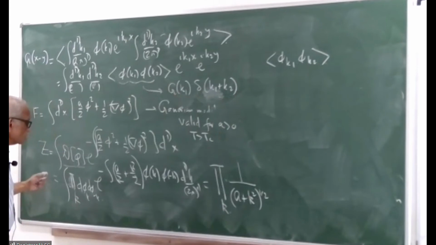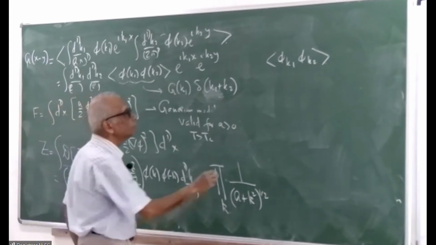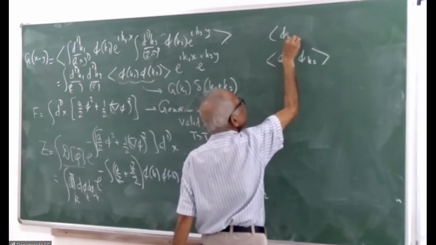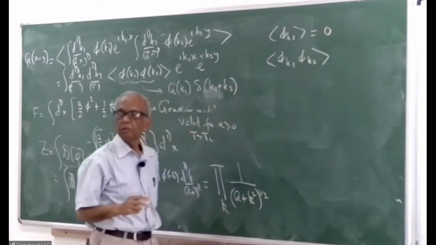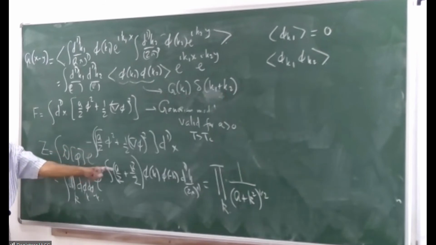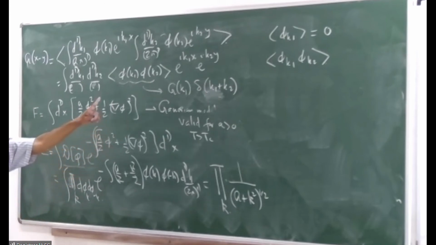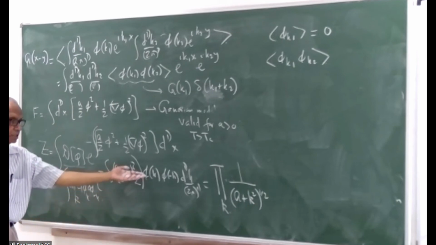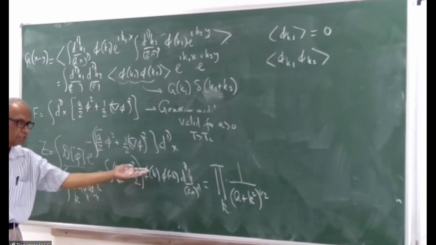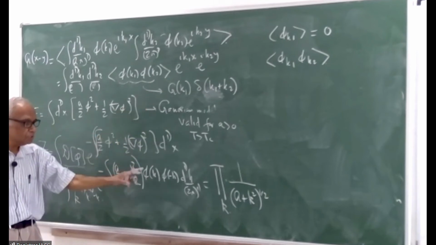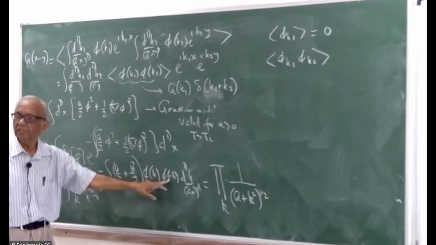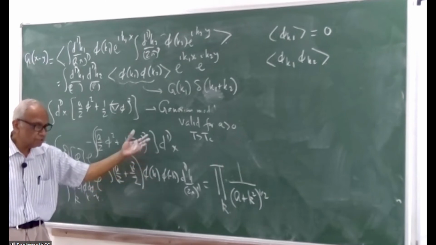If you ask me what is the expectation value of phi k1, that is equal to 0, because this is an even integral, an even function over here. So phi k1 is equal to 0. Now it is phi k1, phi k2, and this is the weighting factor. If k1 is not equal to k2, then it is still 0, because the only relevant part which k1 is going to see is phi k1, phi minus k1 over here, and therefore it will give you 0.